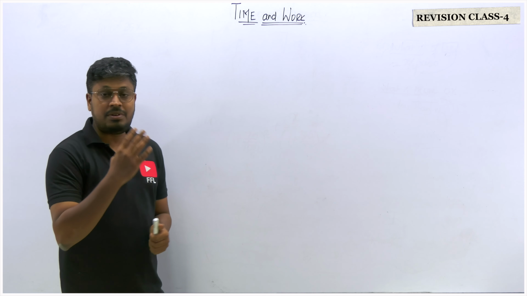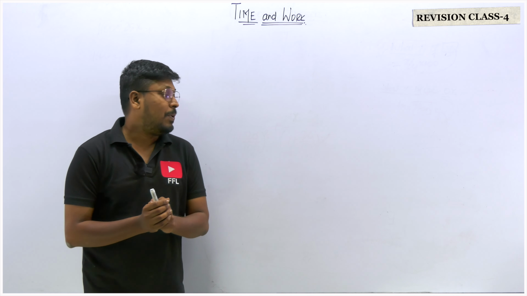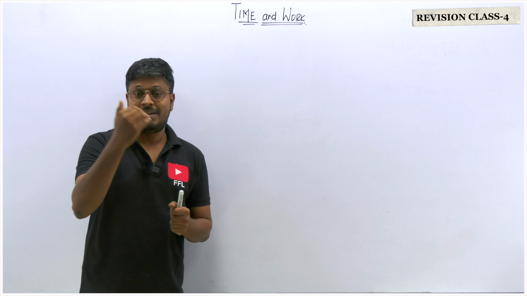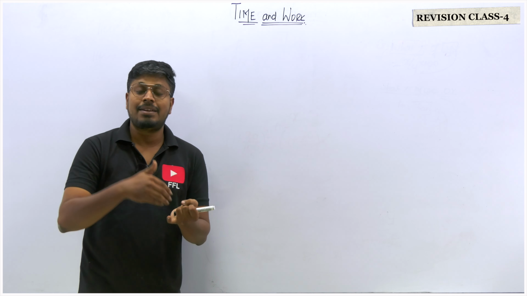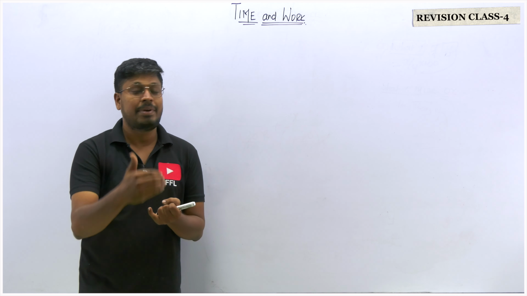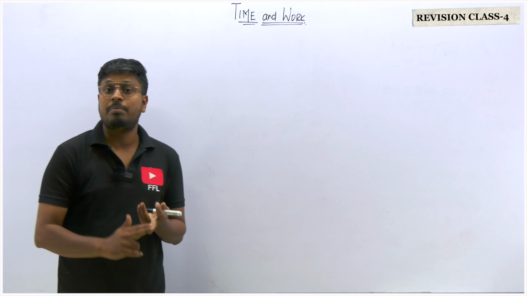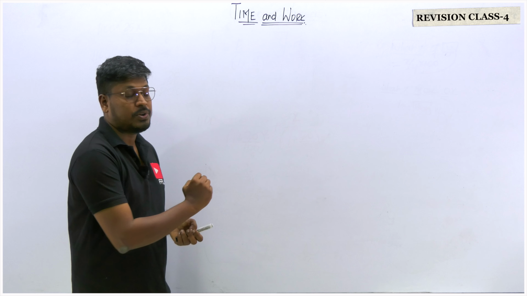So here is the fourth revision class for the IBPS exam this year. It is on the topic time and work. Already we have seen revision classes based on simple interest and compound interest, and we solved 20 questions and I gave another 20 questions as a test. So three topics we have completed: problems on ages, simple interest and compound interest. And here is the fourth topic.